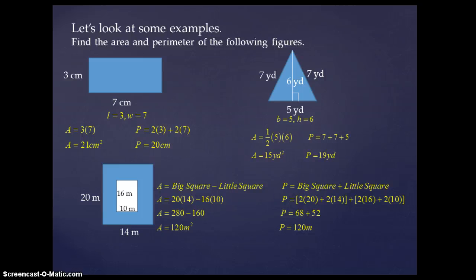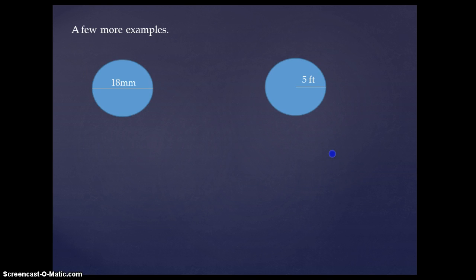Perimeter, we're going to add the perimeter of the big square plus the perimeter of the little square. So we get both the inside and the outside of our shape. And you can see that we end up with 120 meters. If you have confusion, please bring these questions in, as we are going to be using this for a project we're going to be starting when you guys come to class.